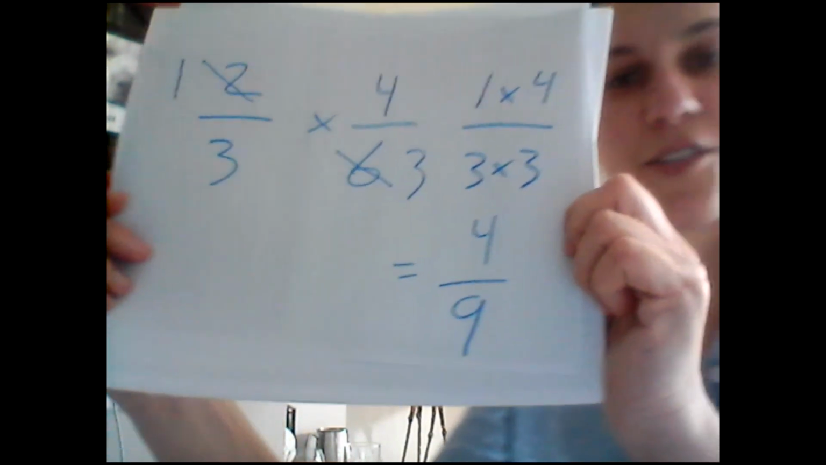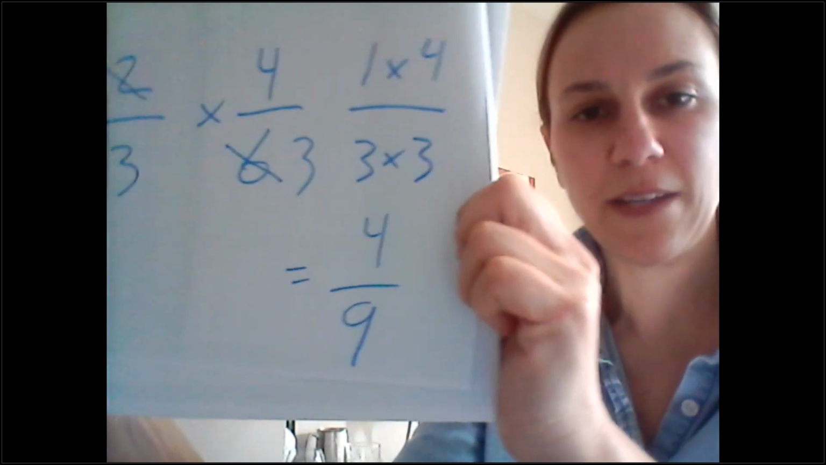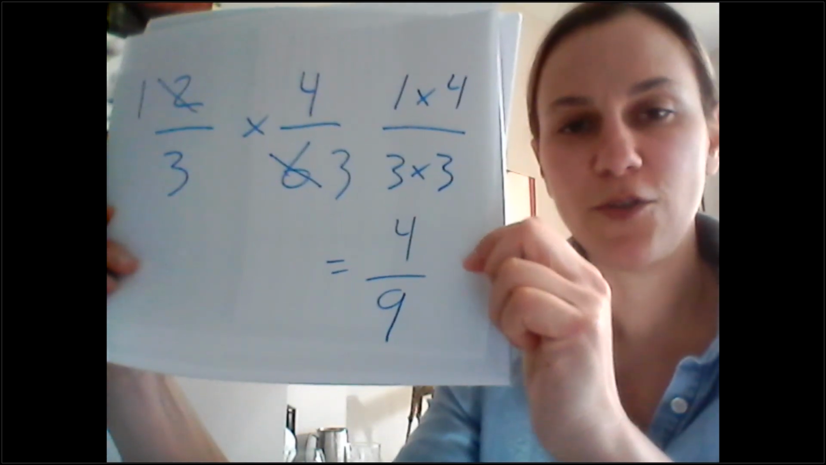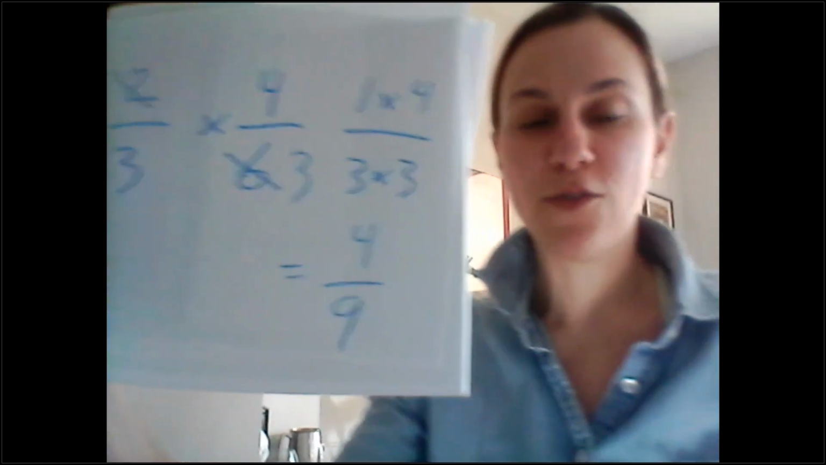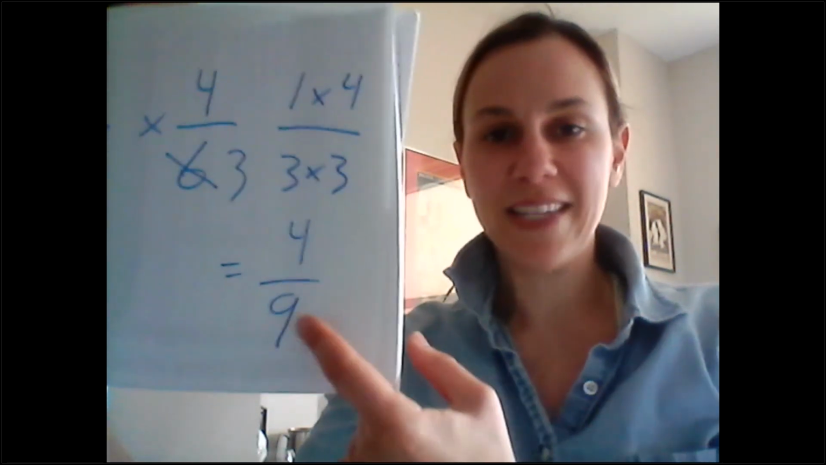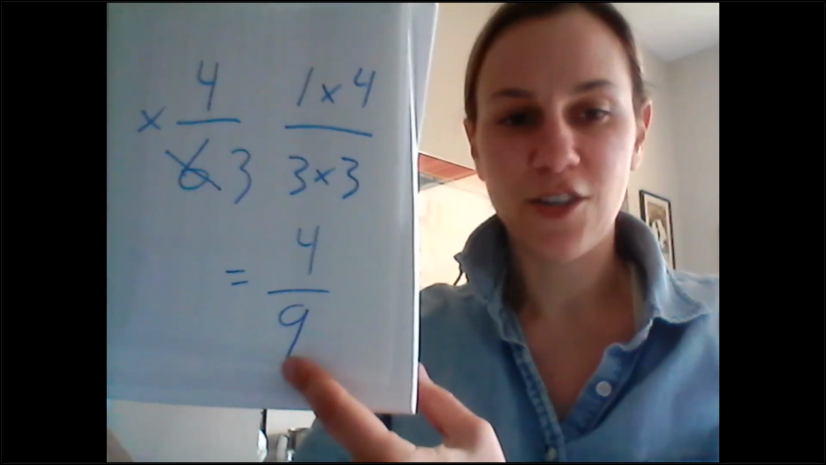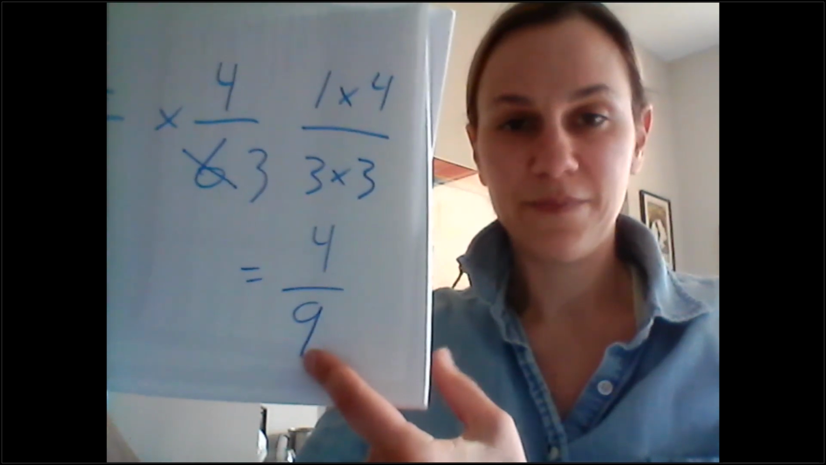But I think this is just so much easier because ultimately what it does is it allows you to reduce the fractions before you do the multiplication. So it gets you to that simple term answer a little bit faster. Okay, let's look at another problem here.